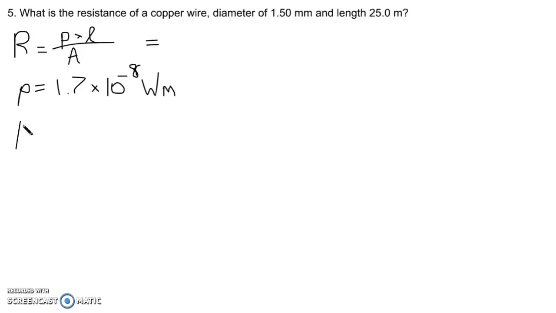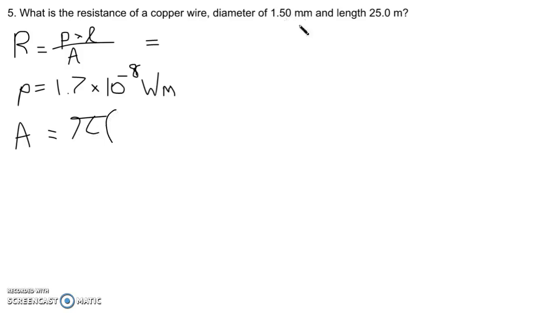So the area. For the area, we see diameter, so we know we're dealing with the area of a circle. So the area would be pi r squared.